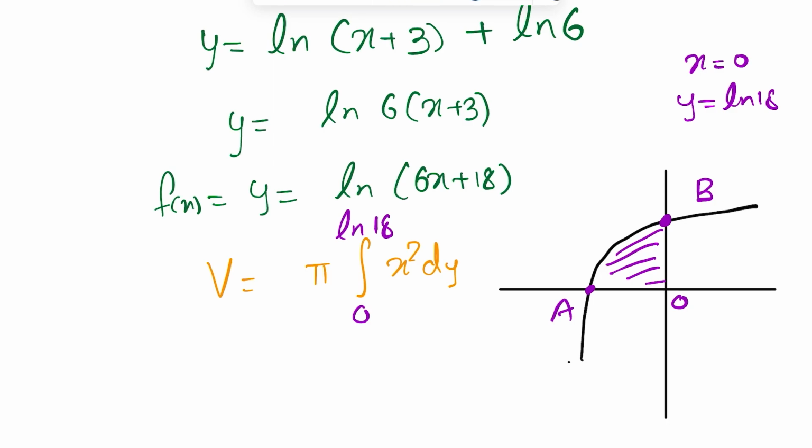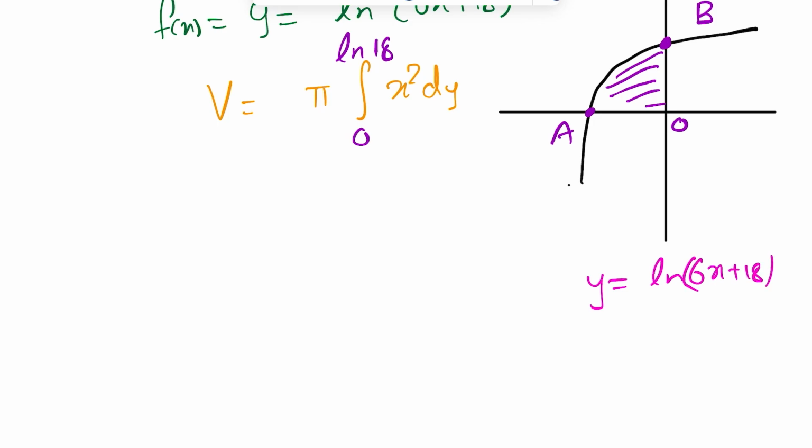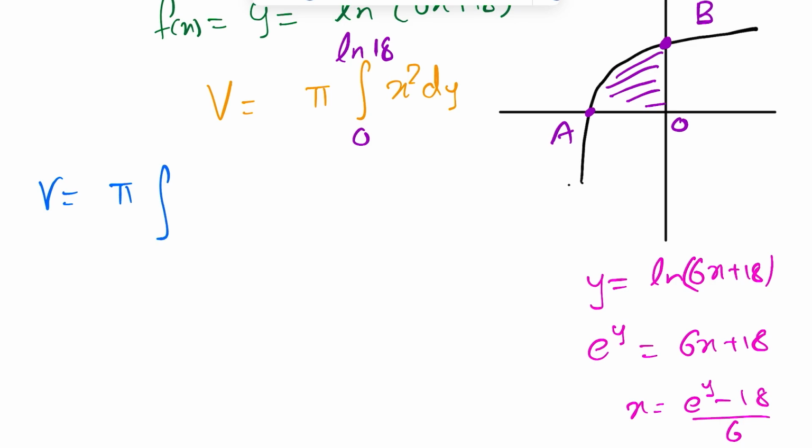First of all, we have y equals ln of 6x plus 18. So what does that become? E power y equals 6x plus 18, so x equals e power y minus 18 upon 6. So x square becomes, and the volume becomes, pi integral of e power y minus 18 whole square divided by 36 times dy, and the limits are 0 to ln 18.